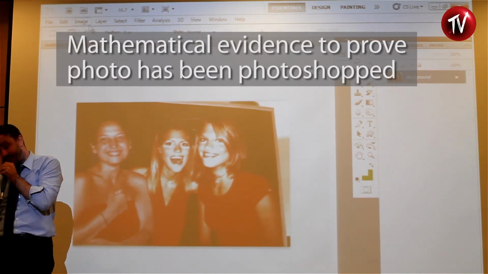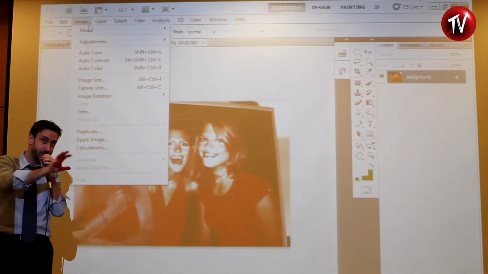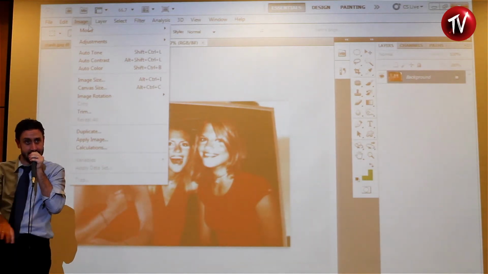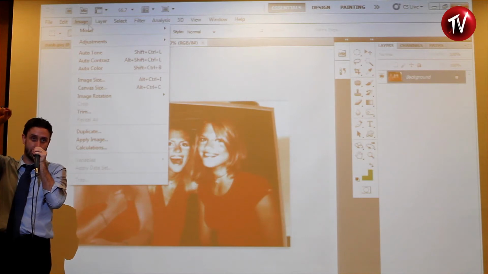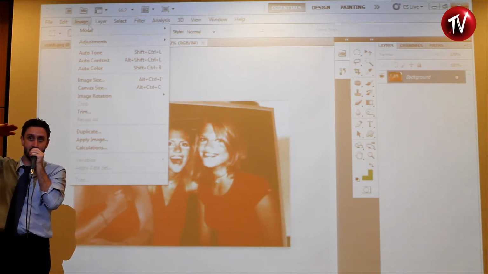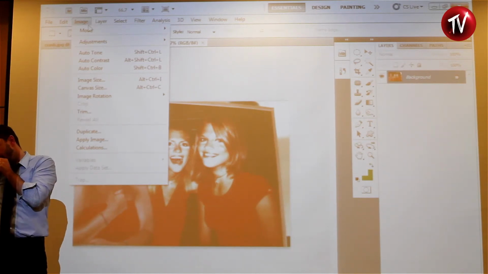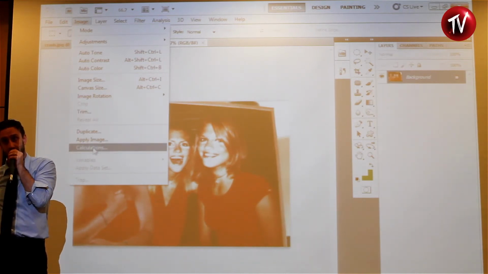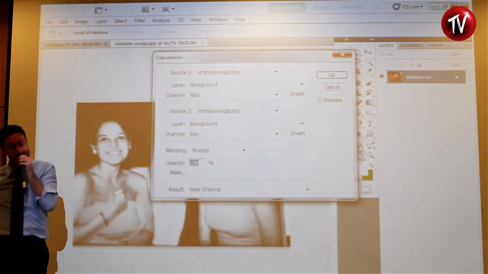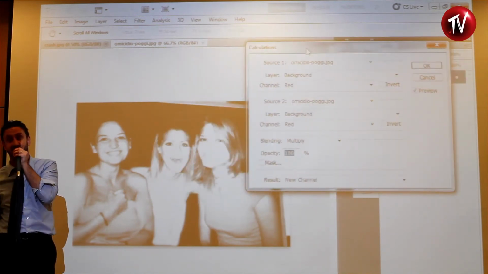How do we do it? Again, I will assume that you are familiar with things that you might not have used before in Photoshop. In this instance, I'm assuming that you are familiar with channels and blending modes. You know that every picture has 3 channels, R, G, and B, and at least 25 blending modes. Now, I will go to the menu called Image, and inside Image, I'll find Calculations. And in Calculations, I will find this window that starts using the mathematics of the channels.